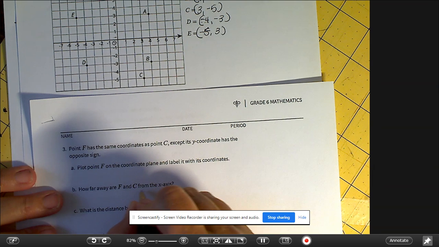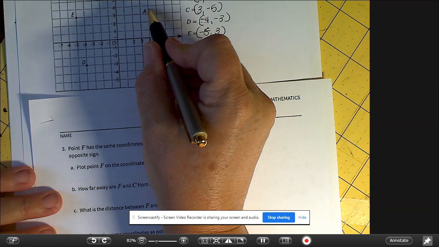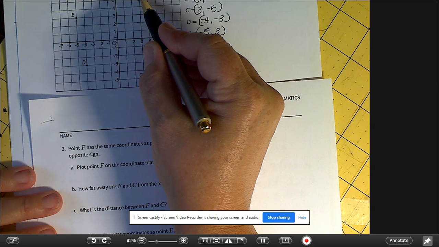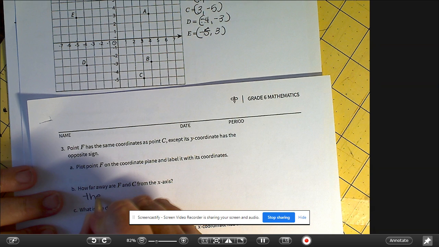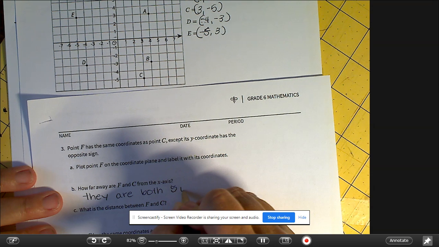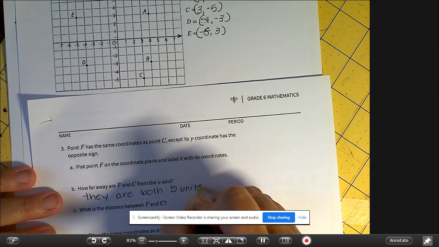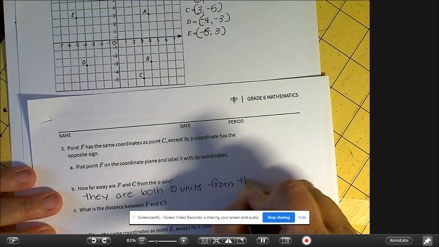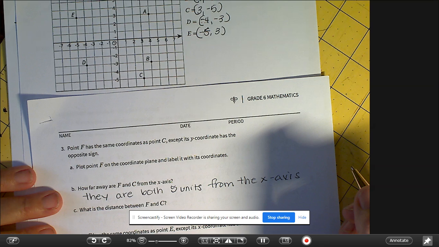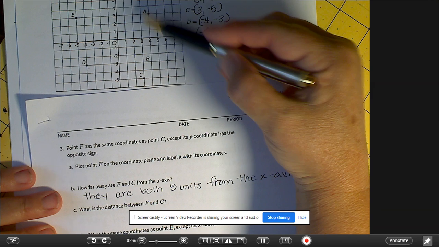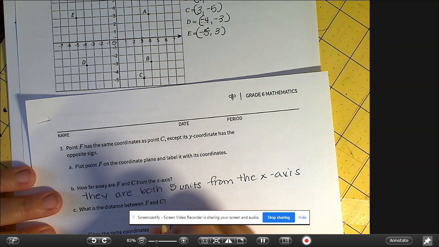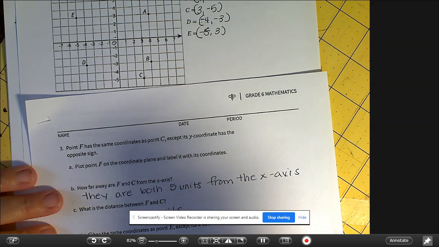Okay. How far away are F and C from the x-axis? They are both 5 units from the x-axis. What is the difference between F and C? Well, it's 5 to the axis and then another 5 down to the other point. So that would be 10 units.